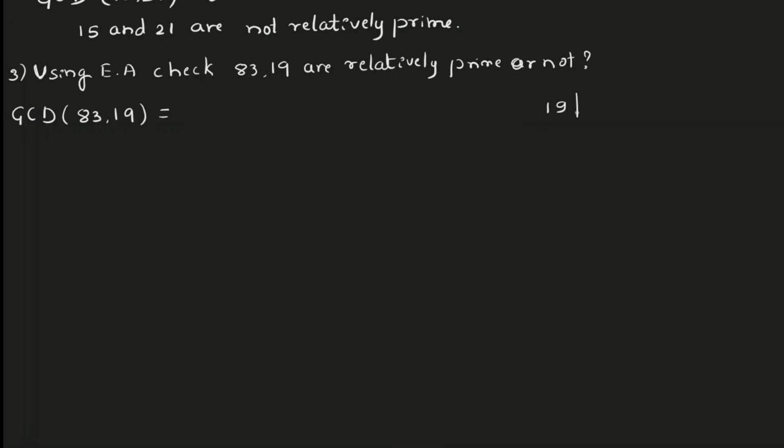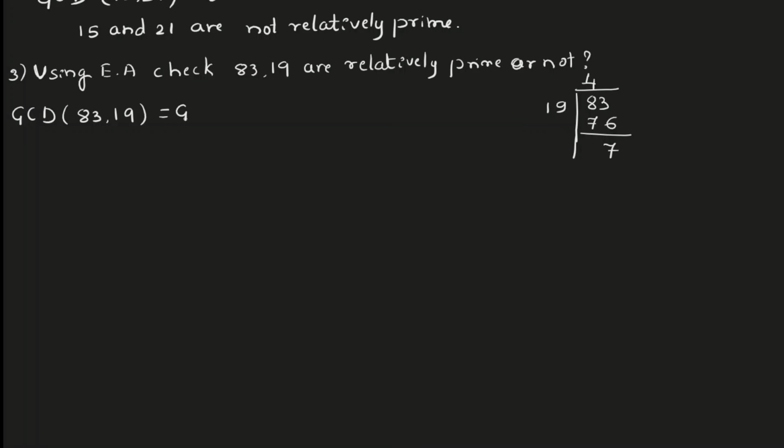19 divides 83. What is Euclid's algorithm rule? First step, 19 divides 83. After that, whatever remainder you get, that remainder divides your divisor. Again, the second remainder divides your divisor, like this, until you get a zero remainder. So now 19 into 4 is 76. What is your remainder? Remainder is 7 here.